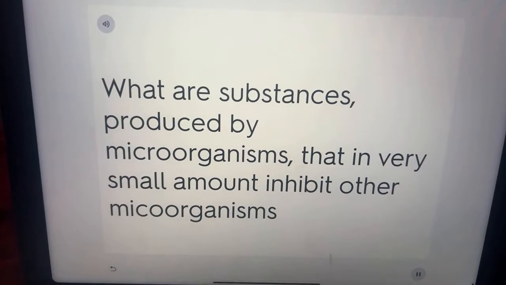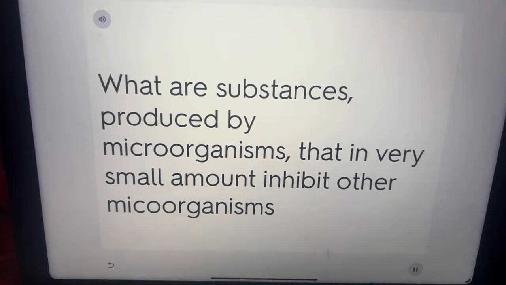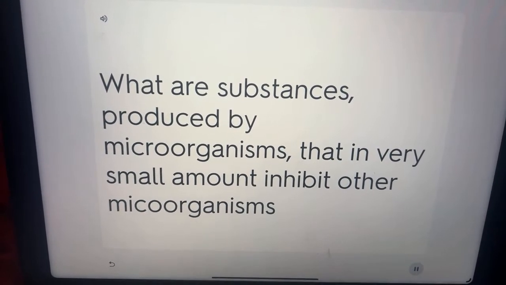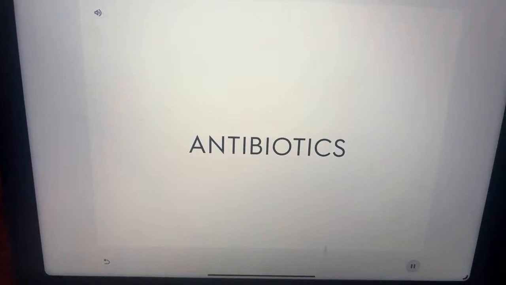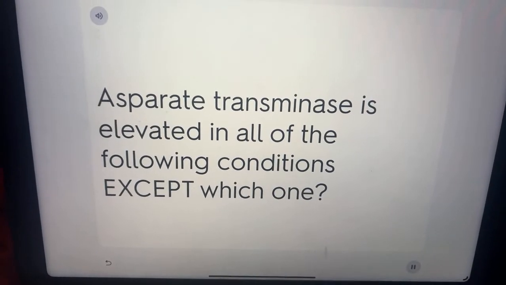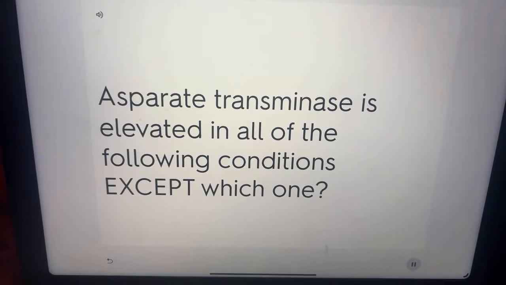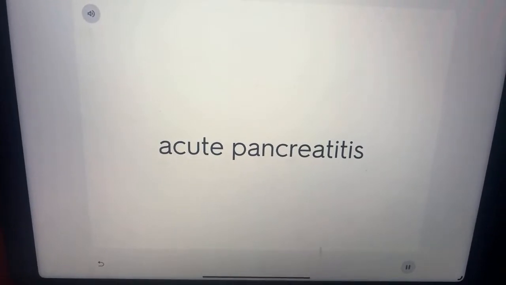What are substances produced by microorganisms that in very small amounts inhibit other microorganisms? Antibiotics. Aspartate transaminase is elevated in all of the following conditions except which one? Acute pancreatitis.